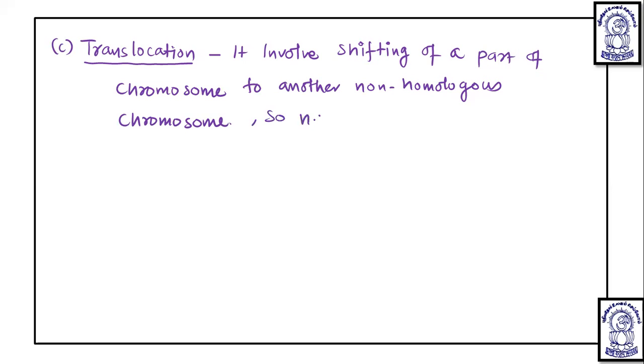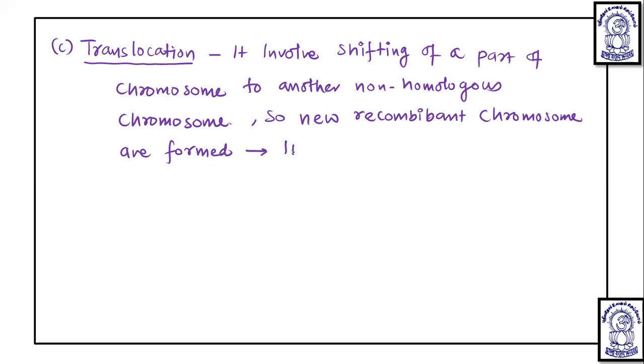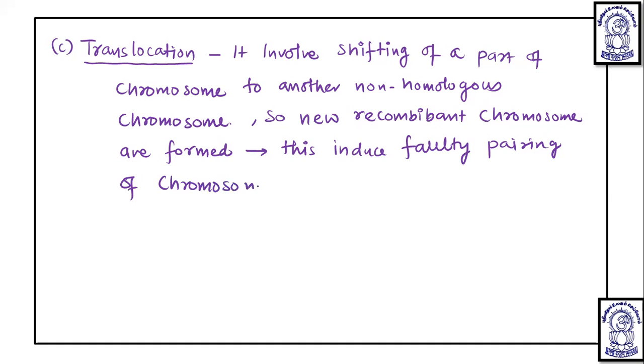So new recombinant chromosomes are formed, and this induces faulty pairing of chromosomes during meiosis.